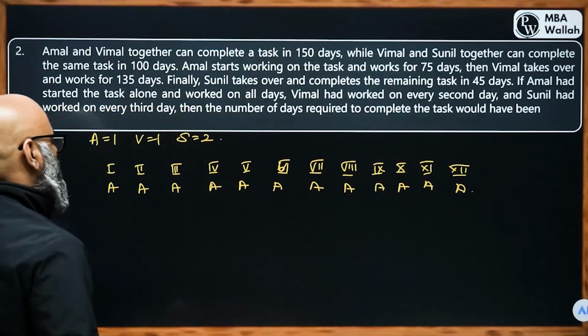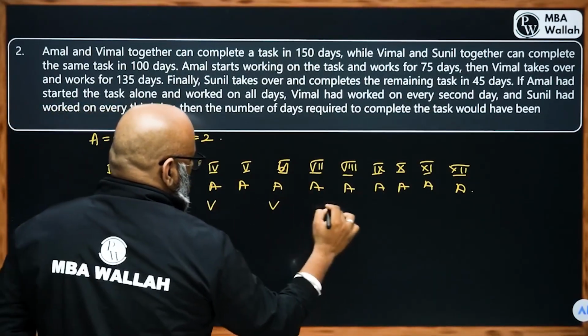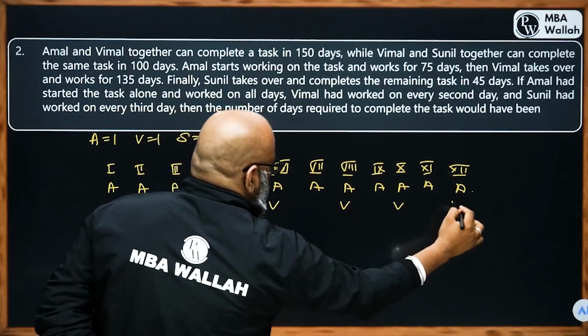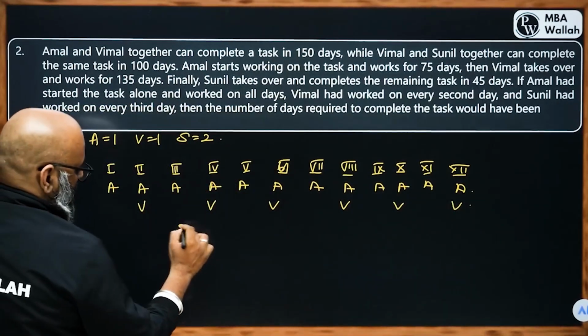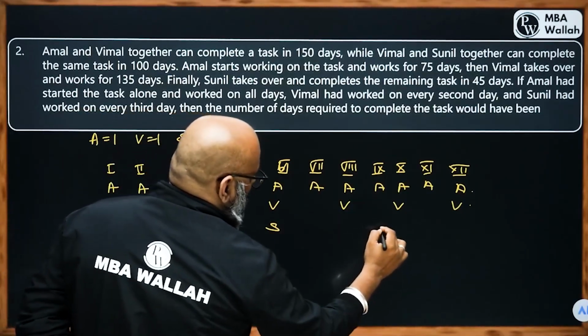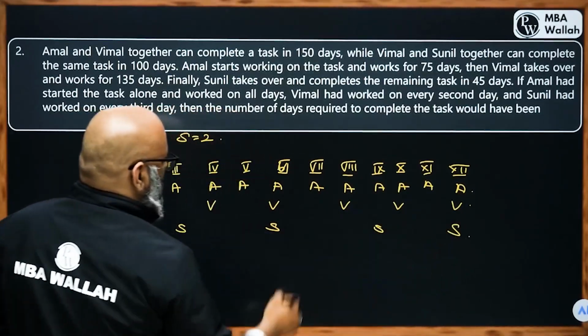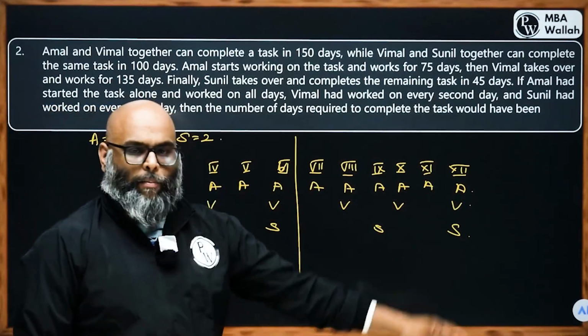Vimal worked on every second day. So Vimal works here on days 2, 4, 6, 8, 10, 12. Sunil worked on every third day. So Sunil works on day 3, day 6 here, day 9 here, day 12 here. If you notice, you will see the same pattern repeating here.